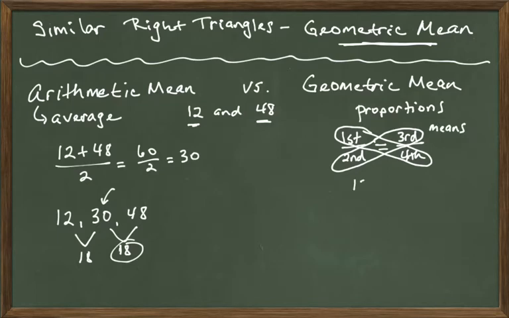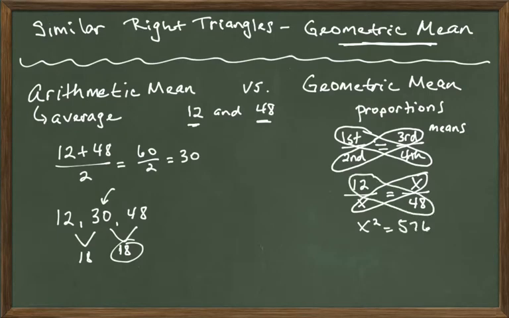So let's see what that would be. If we put 12 here, we're going to put x here and x here. We're trying to figure out what the geometric mean is between 12 and 48. To solve this, anytime you have one fraction equal to one fraction, you can cross multiply. So x times x is x squared. 12 times 48 is 576. To solve this, we're going to take the square root of both sides, and we get x equals 24. So 24 is the geometric mean between 12 and 48.